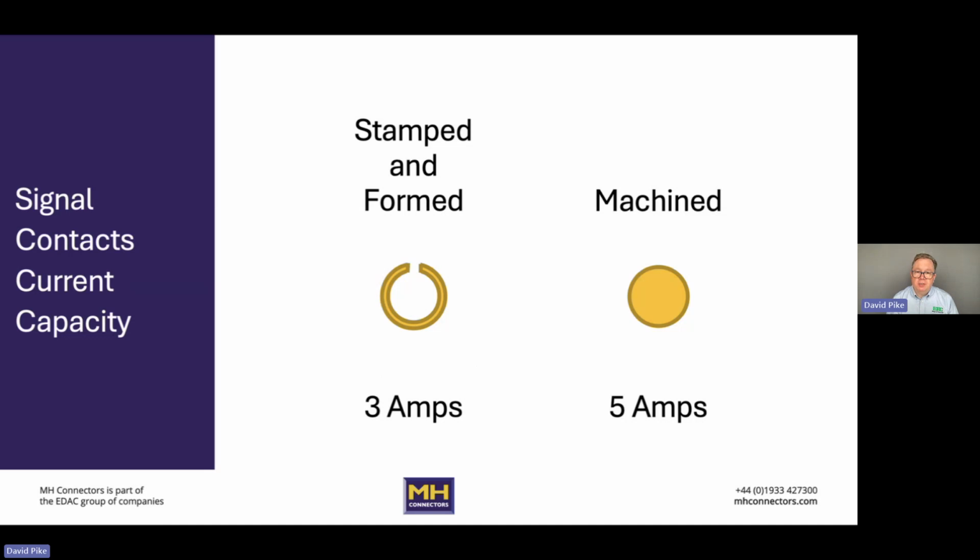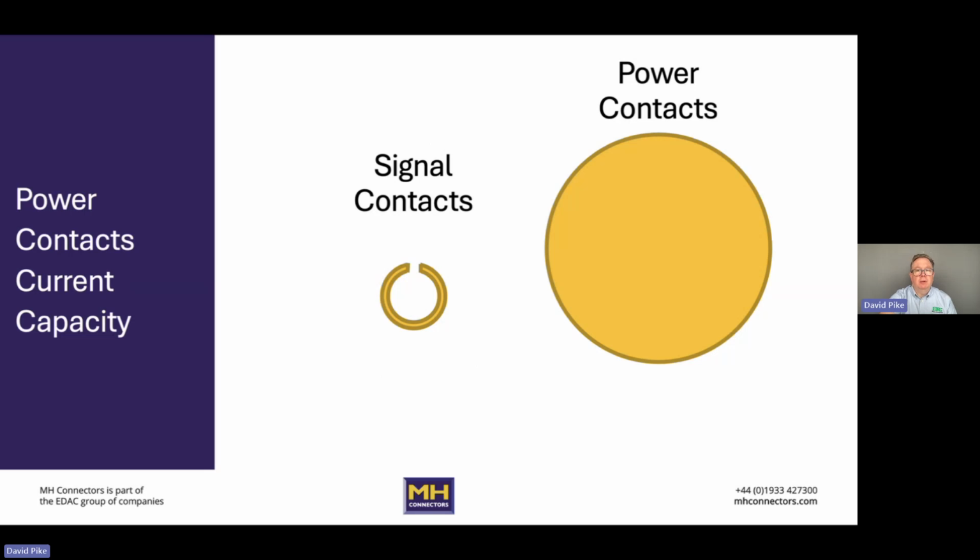The stamped and formed, as I mentioned, it's got this lovely fresh air in the center that doesn't conduct any electricity, so it has a lower contact rating. So a stamped and formed contact might be rated at 3 amps, whereas a machined contact with the greater cross-sectional area and the lower contact resistance might be available to provide 5 amps of current. It's not just current though as well. The other thing we have to think about is heat, and we'll get onto that in a moment.